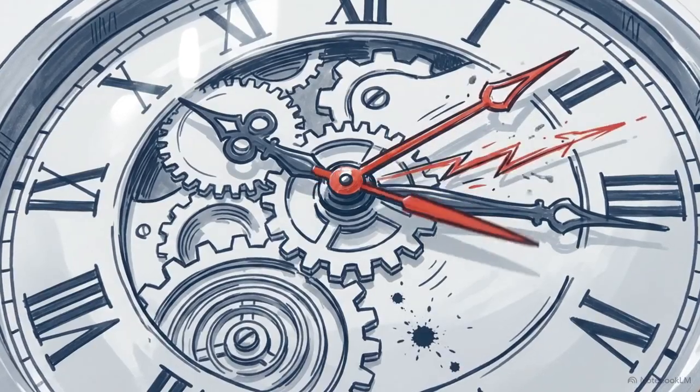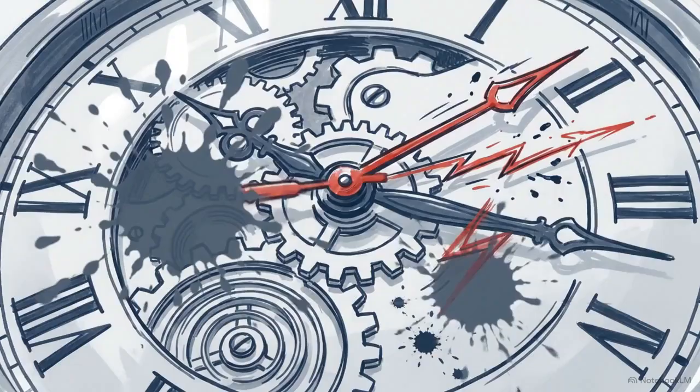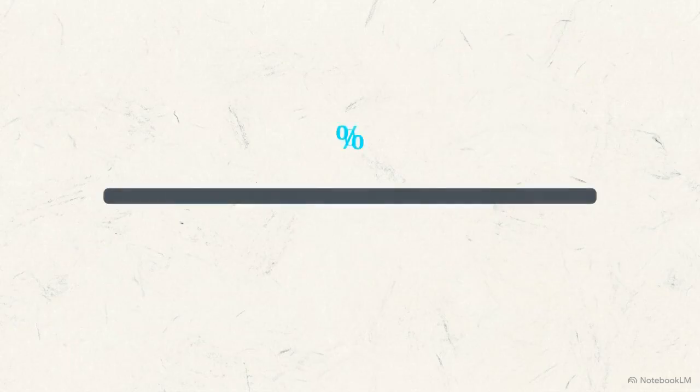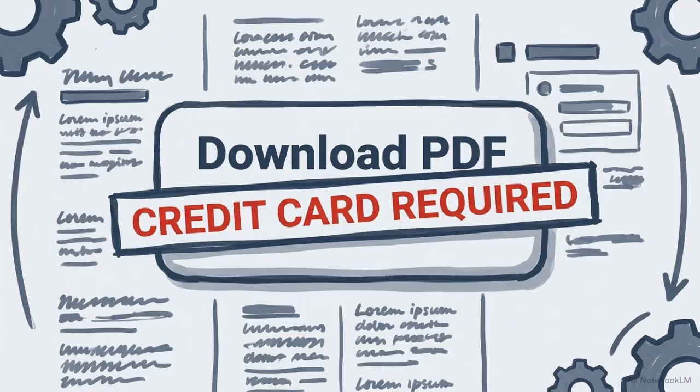This clock represents the 30 to 60 minutes usually required to write a single cover letter from scratch. Meanwhile, a recruiter will typically spend about 6 seconds deciding if that document is worth their attention. Many AI career tools promise to fix this imbalance, but they often lead to a paywall. You spend time inputting your data, only to find that downloading the result requires a subscription or a hidden fee.